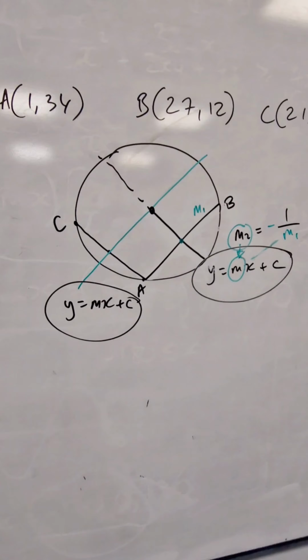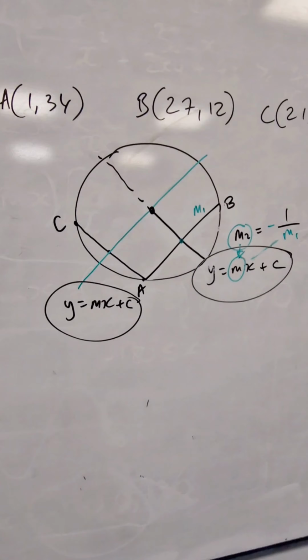you can find the gradient of this one because what do we know? We know that this one is a perpendicular bisector, so therefore it's going to be the negative reciprocal. So the gradient of this, let's call it M2, is going to be the negative reciprocal of M1. Okay, so if this is 2, this is going to be minus 1 over 2, for example.